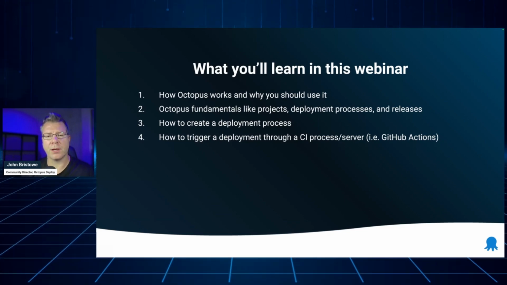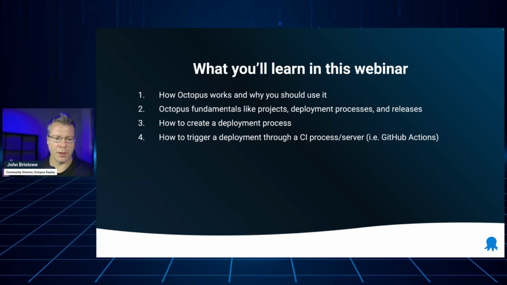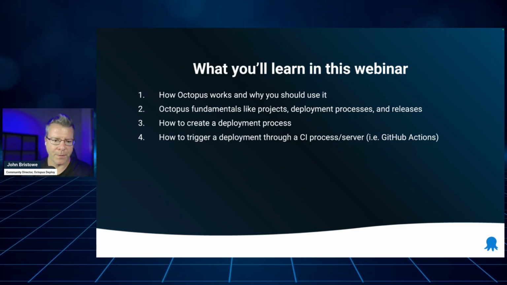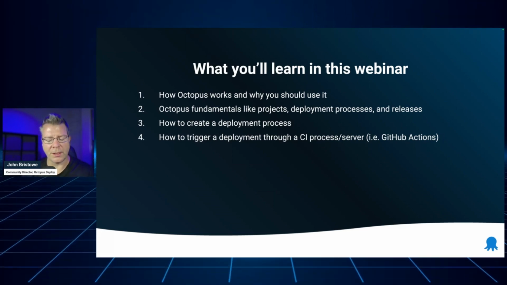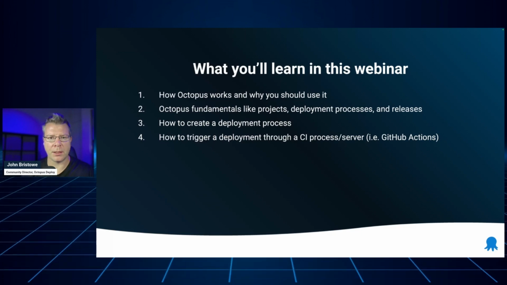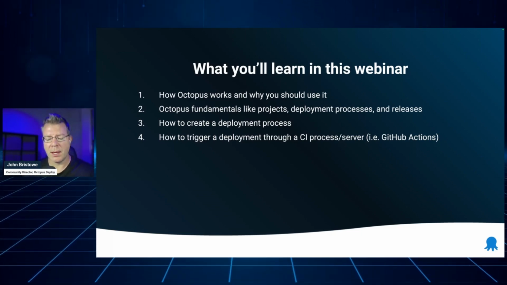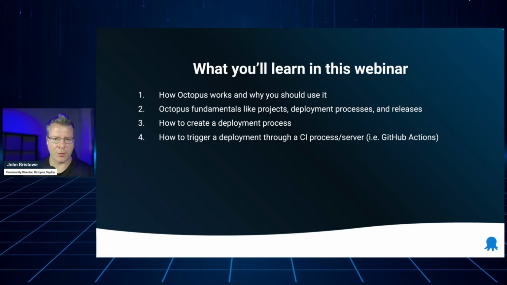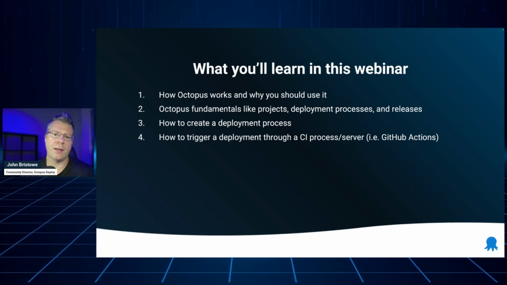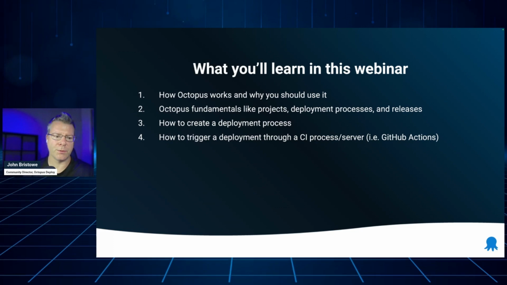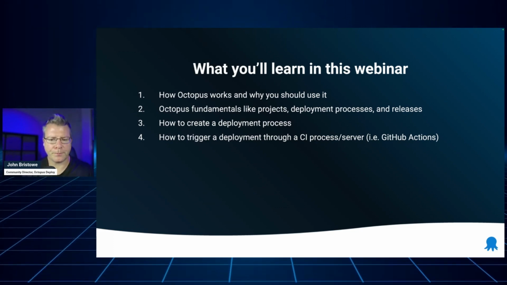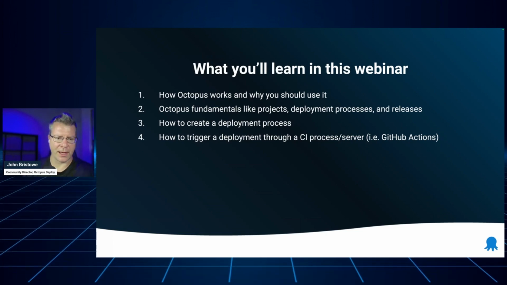And then finally, we're going to make it full circle, and we're going to integrate this as part of a continuous integration process or server like GitHub Actions. Typically, the way that things happen in the case of a CI/CD pipeline is you'll have a build and test that will run through a CI process or a server, and then things will be passed over to Octopus. And we're going to take a look at how your deployments will be triggered through that process. So that's the lay of the land.